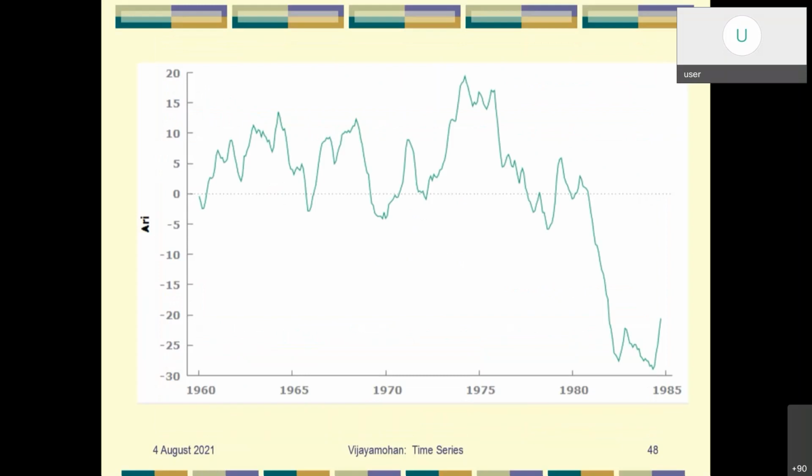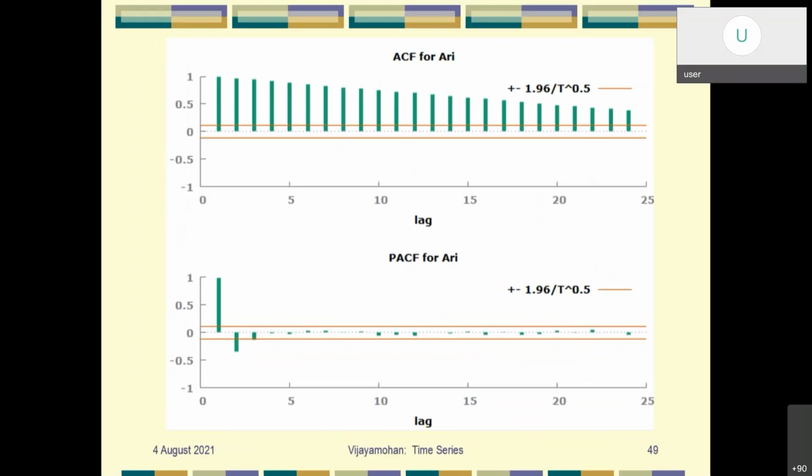So this is for an integrated series. Evidently we do not have a large number of mean reversions, so evidently this is non-stationary. And the ACF and PACF for this non-stationary series is like this. The ACF is very slowly decaying. Theoretically, the ACF must be equal to 1. But here, since we are using sample data, the sample formula has a particular pattern, and that is why the ACF shows a small decay.